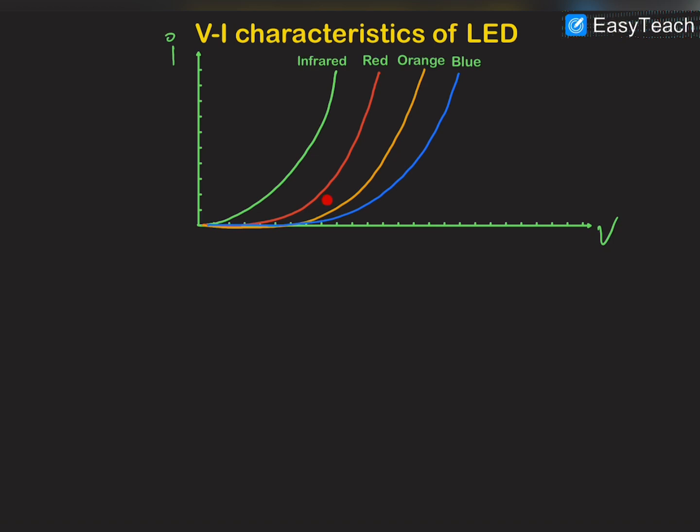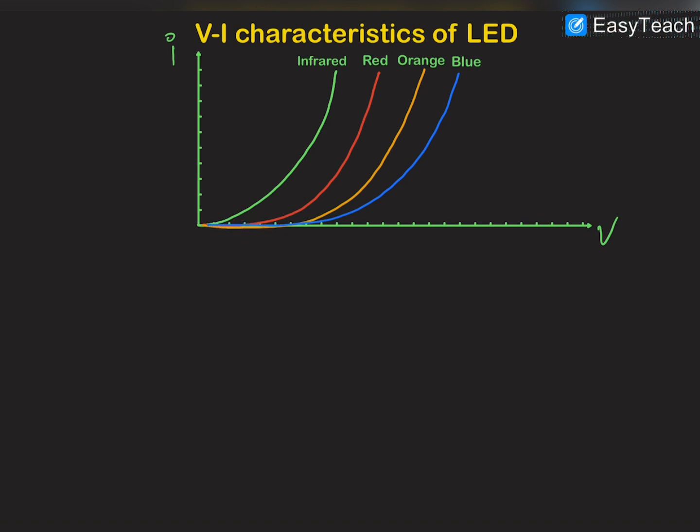Now this is the VI characteristic of the LED. The VI characteristic is again the current-voltage relationship, in which current is plotted on the y-axis and voltage is plotted on the x-axis. You can see that this is the infrared LED, this is red, this is orange, this is blue. You can easily see that blue and violet move in the forward direction later, which means that the knee voltage for blue is greater than the knee voltage for orange. The knee voltage for orange is greater than that for red, and the knee voltage for red is greater than that for infrared.